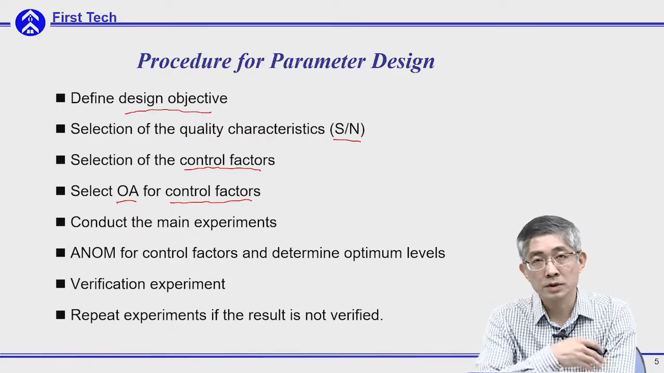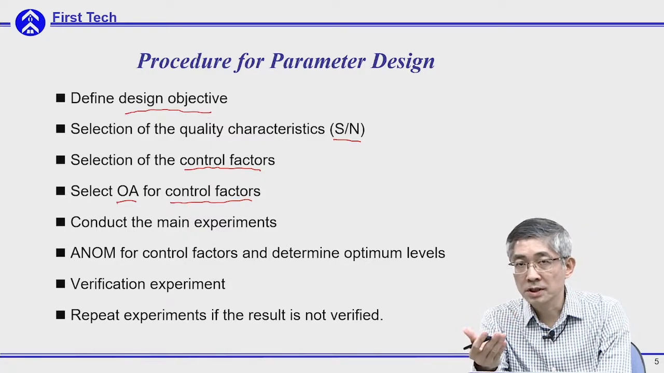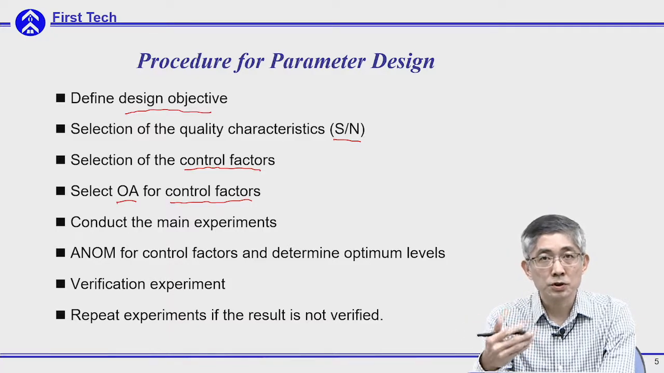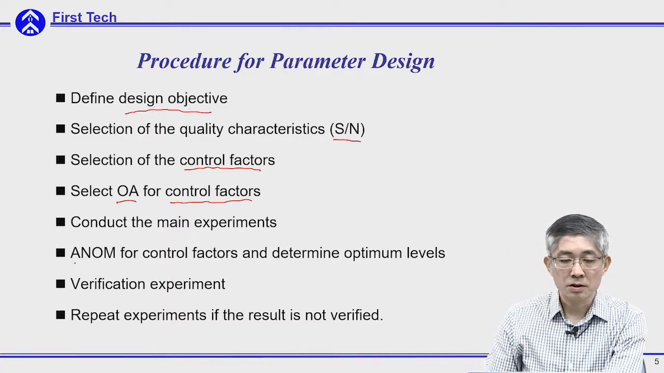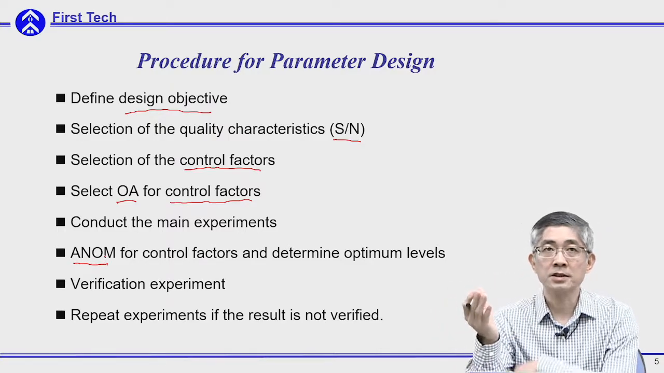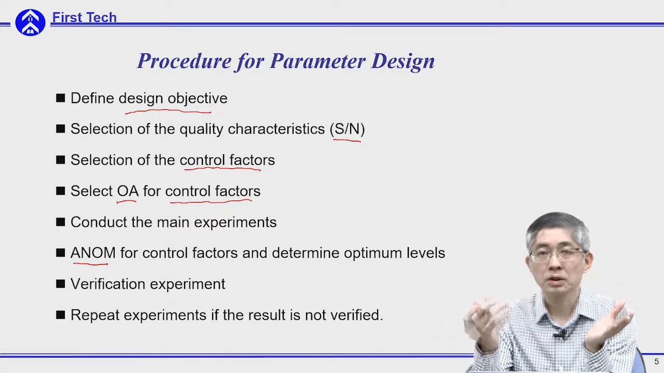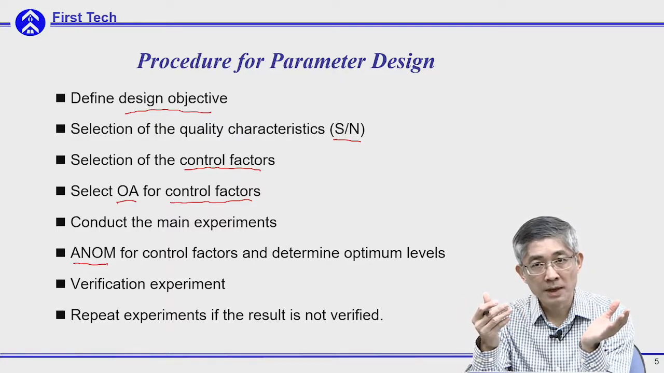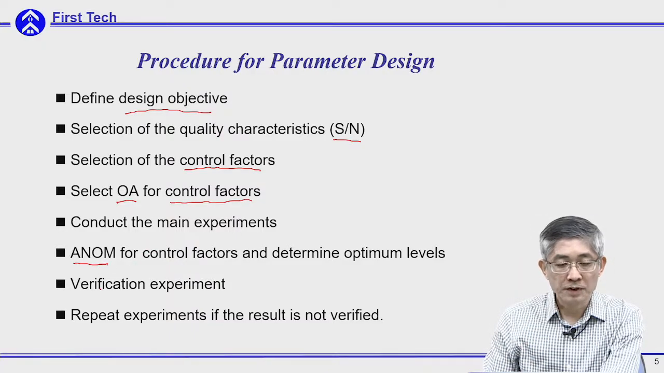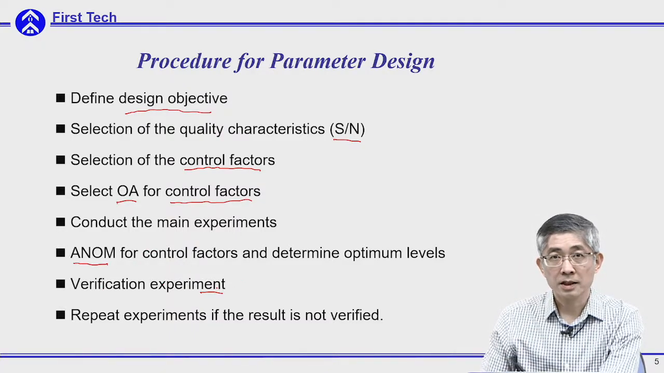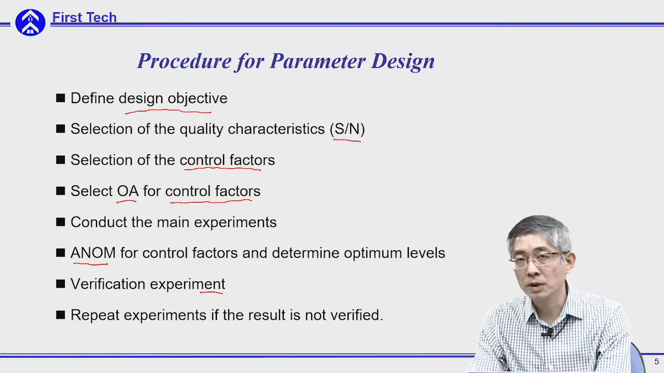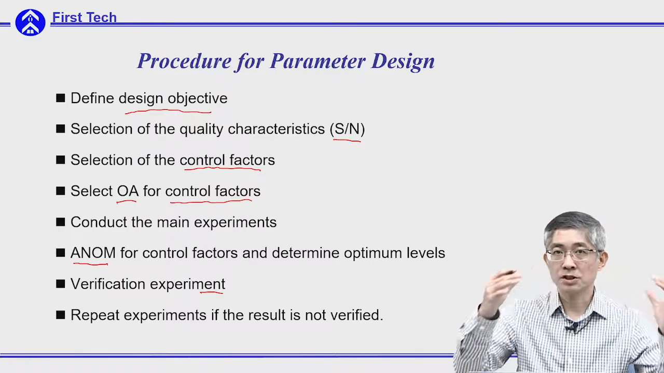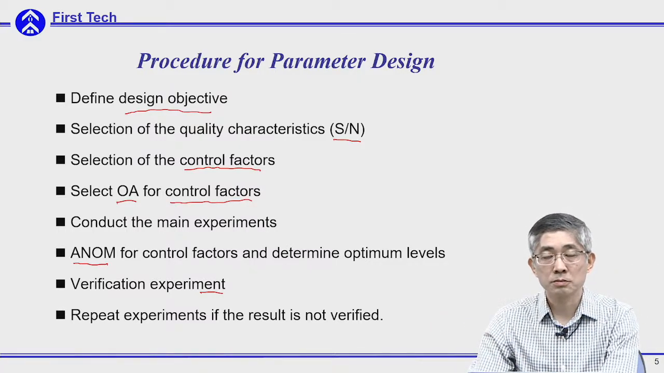The next step, we'll conduct the experiment, measure the quality, and determine the SN ratios. Then we will use the analysis of means to find out the relationship between control factors and the output SN ratio, to do the parameter design to obtain a design with a maximum SN ratio. Afterward, we need to verify our optimum design in case there are some problems, or in case we would like to further optimize our result. We can change our searching range and iterate the searching process.